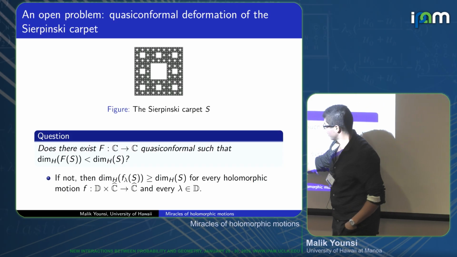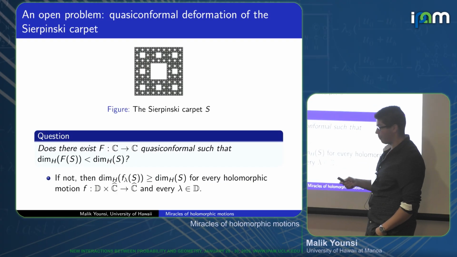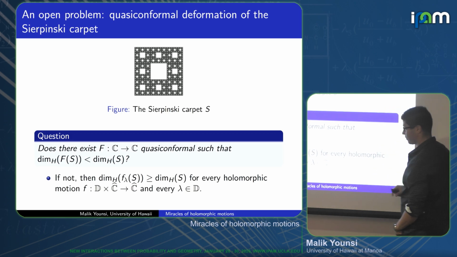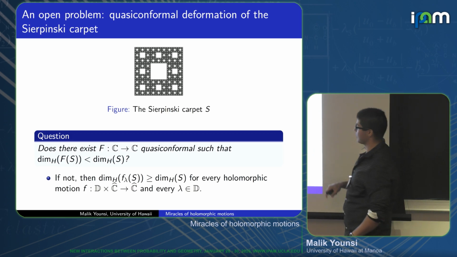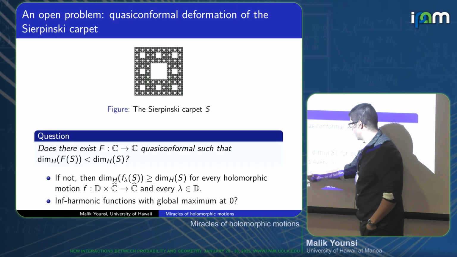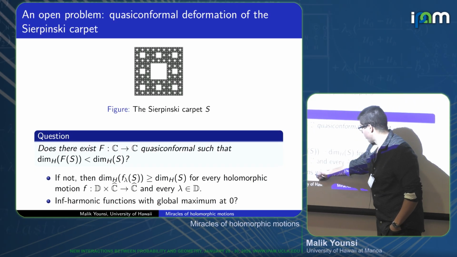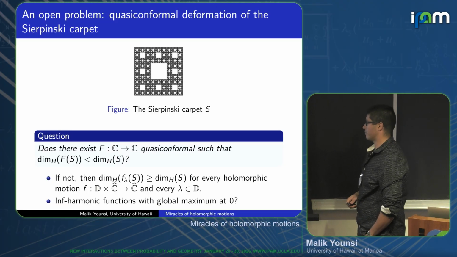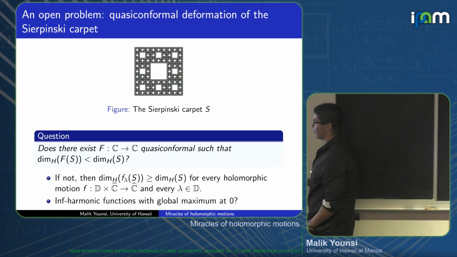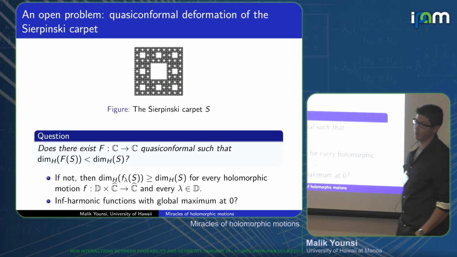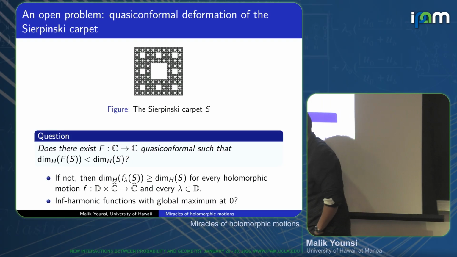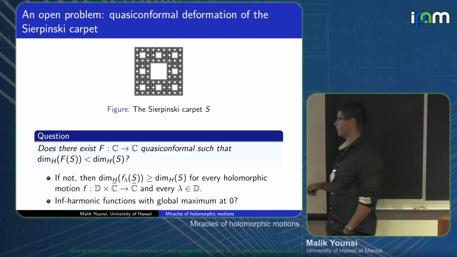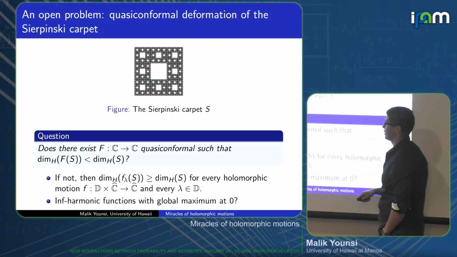You would get that the dimension of any holomorphic motion of the carpet always has a minimum when lambda is equal to 0. So 1 over the dimension always has a maximum at the origin. So you would get all of these functions that always have a global maximum at 0. What we're trying to do is start with a function that does not have a global maximum at 0 and try to realize it as the dimension of a holomorphic motion of the Sierpinski carpet. If you can do that, then you can answer this question.